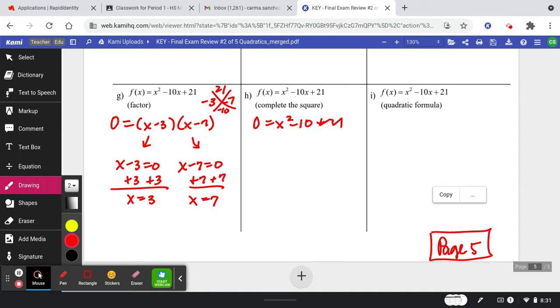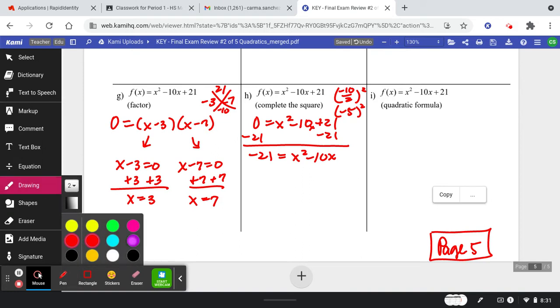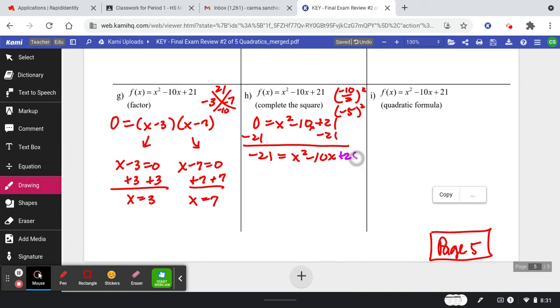Set it equal to 0 first to solve. So step 1, move the constant. Oops, forgot a little x right there. Bad teacher. Step 2, the b work. So -10 divided in half. It's going to be -5 squared. So I'm going to be adding 25 to complete the square to both sides.